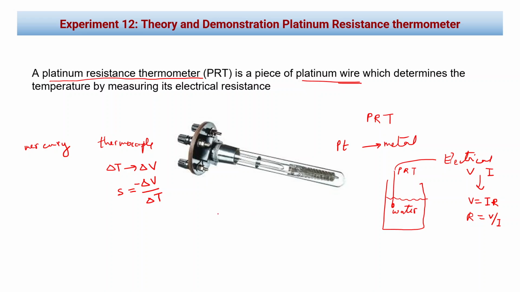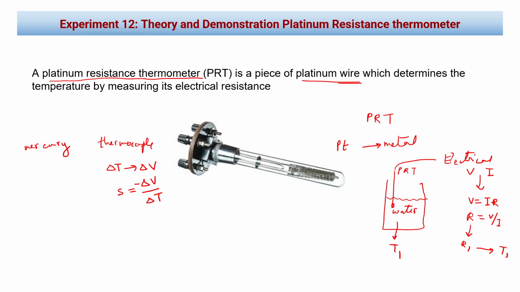Since we know at what temperature what is the resistance of platinum, if we know this scale or that range, then we'll be able to tell. If we calculate R to be something, say R1, and from the scale we know that R1 means the temperature is T1, then we'll be able to say that the temperature of the water is T1. So this is the third way of measuring temperature. In detail we'll be talking about this PRT in the next session.